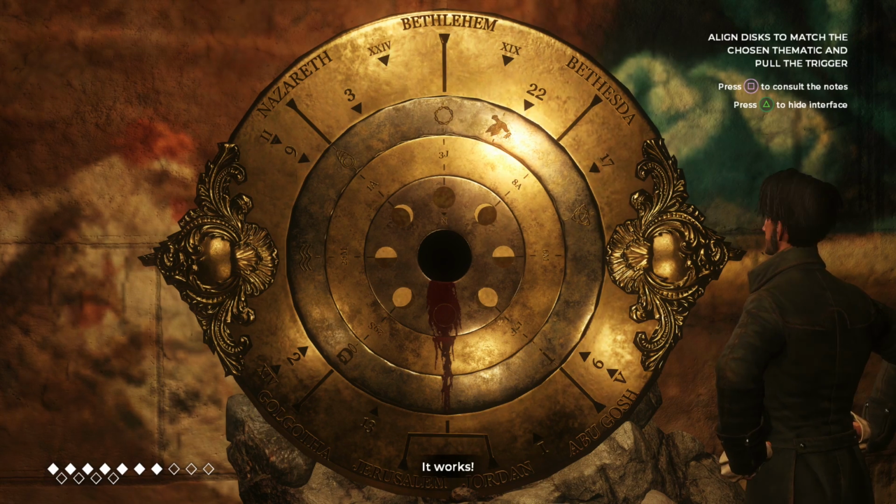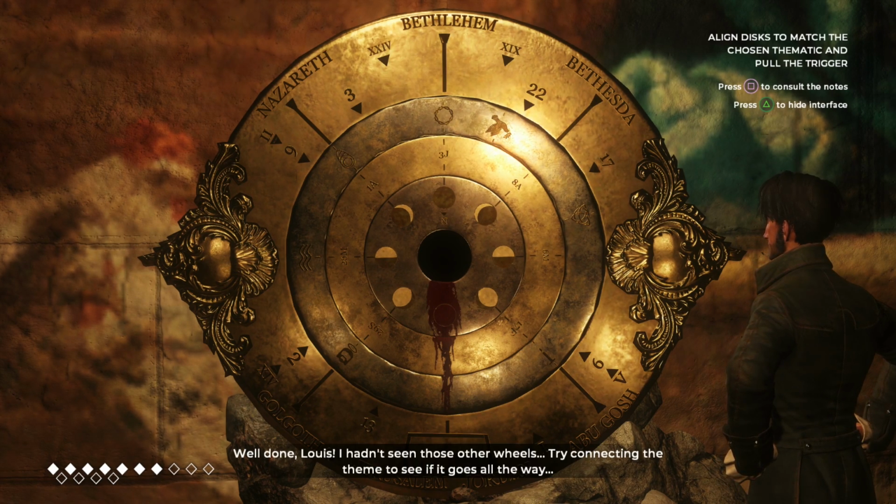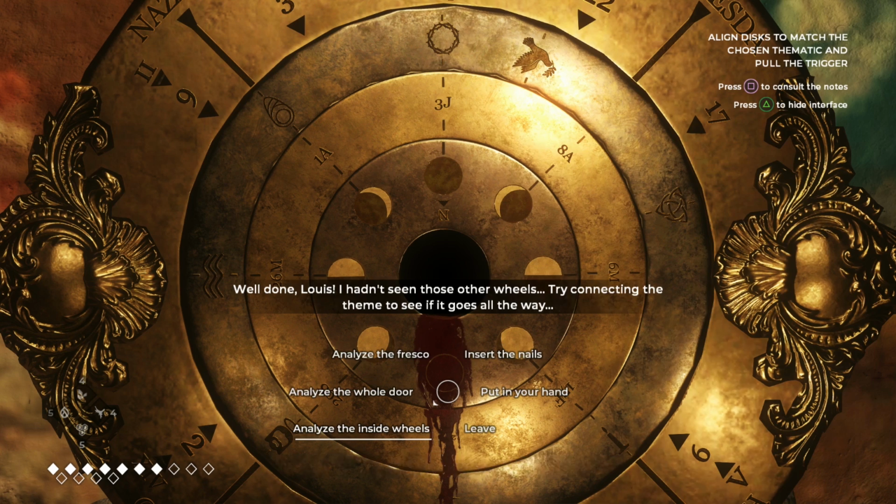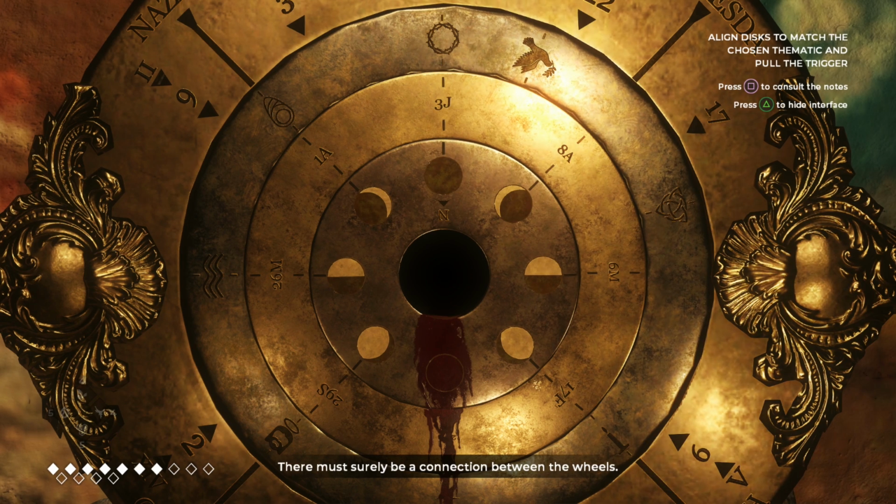It works. Well done, Louis. I hadn't seen those other wheels. Try connecting the theme to see if it goes all the way. Now what? Okay. Now we've got inside wheels. There must surely be a connection between the wheels.